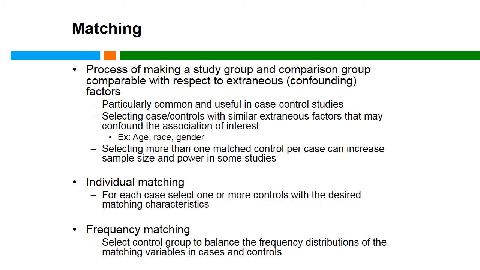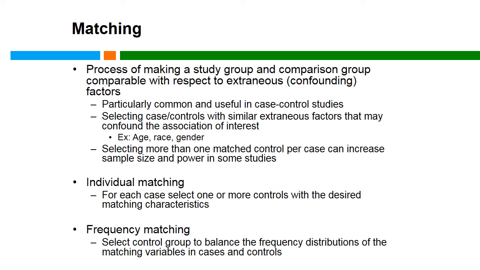So there's a number of ways to conduct matching in your studies. Two of the most common are individual and frequency matching. Individual matching is when the investigator selects one or more controls for each case that they've enrolled in the study, and they do this individually based on the desired matching characteristics. So they might match on age or race, and so for every case of a certain age and race, they select a control with that same characteristic, age and race.